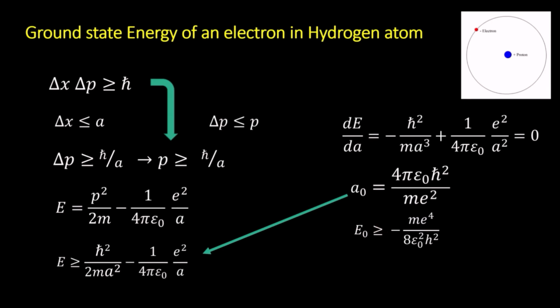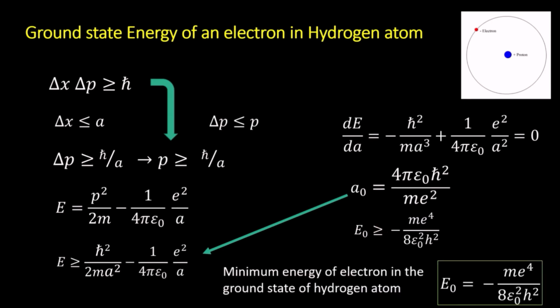Okay, so the minimum energy of the electron in the ground state of the hydrogen atom is given by E0 equal to minus m e raised to 4 by 8 epsilon 0 square h square. You can see that this is exactly the ground state energy of the electron in the hydrogen atom. So starting from the uncertainty principle, we get the same expression for the energy of the electron in its ground state as we get with the other methods.